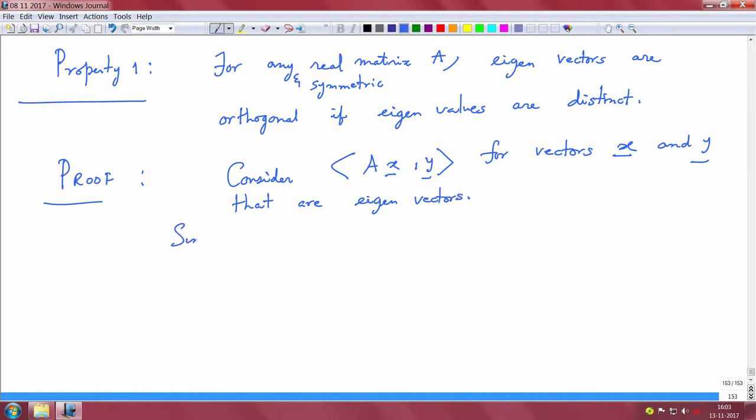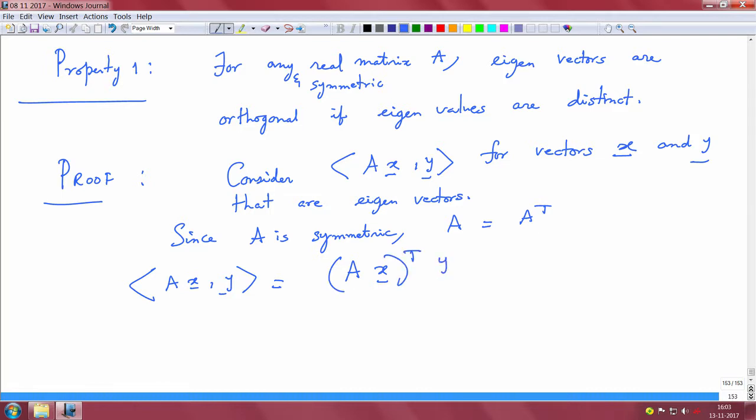Now, since A is symmetric, A equals A transpose. Okay. Now, the inner product of AX with Y can be written as (AX) transpose Y, right? The dot product, and this is going to be X transpose A transpose Y. Let me call this equation 1.